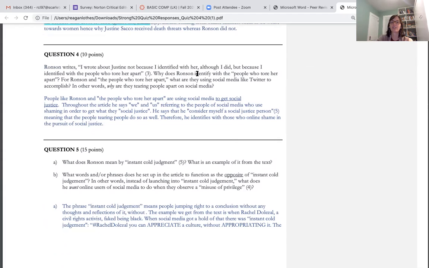So why does Ronson identify with the people who tore her apart? For Ronson and the people who tore her apart, what are they using social media like Twitter to accomplish? In other words, why are they tearing people apart on social media?